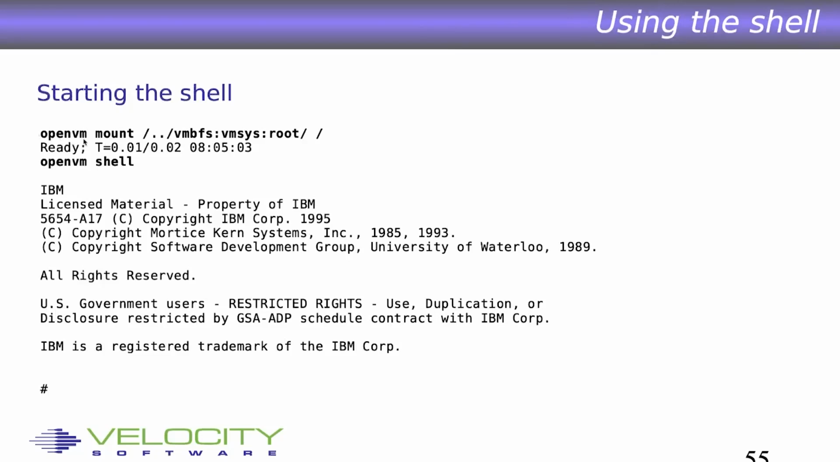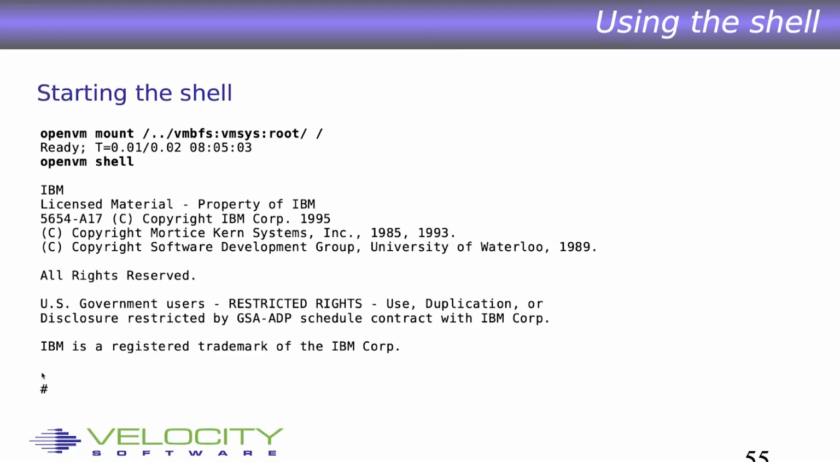So we issued the OPENVM command with the MOUNT option. So we're going to mount this root file system that should already be defined on your CMS system. And we're going to mount it as slash. So when we go into the shell, this root file system is going to be the actual root. So this works very much like a mount command in Linux, except the syntax is a little different. And we issued the command OPENVM SHELL. It actually fires up a Unix-like shell in CMS.